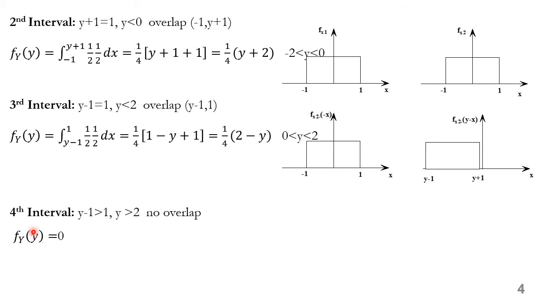Fourth interval, we know that with further movement, y minus 1 greater than 1, that is y greater than 2, there is no overlap. Therefore, the PDF fy of y is equal to 0.